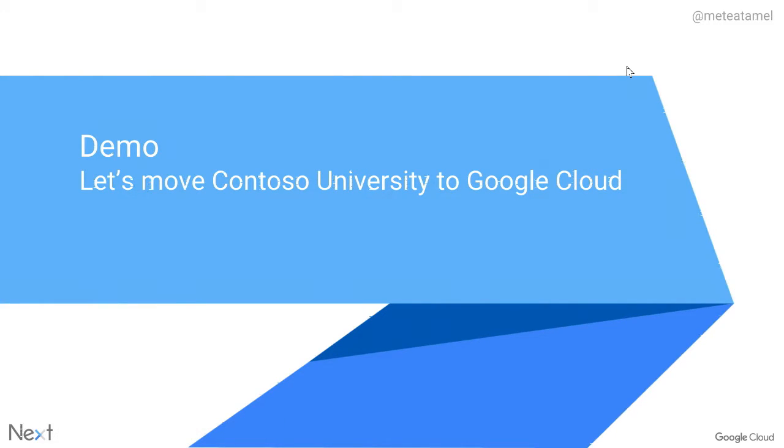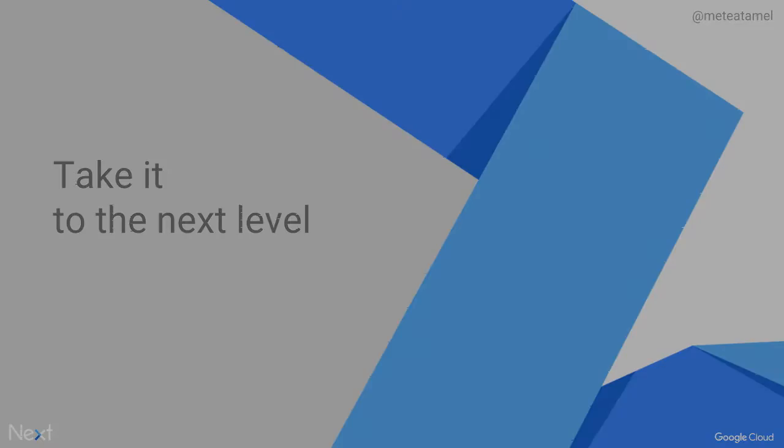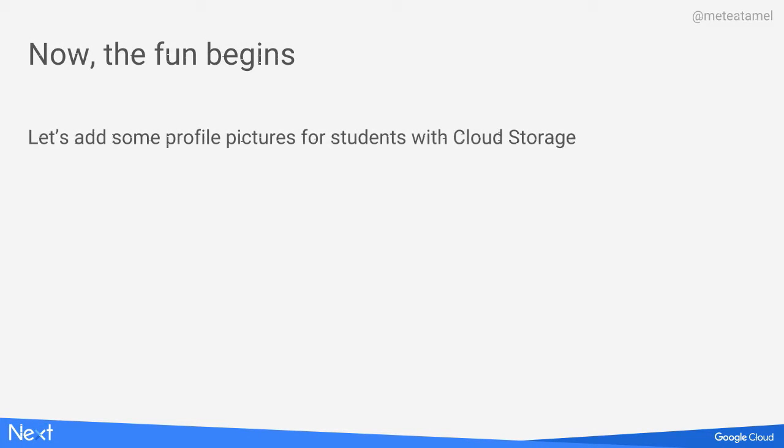So we moved our application to Google Cloud. Now I want to take it to the next level. First, the students don't have any pictures, right? So I want to add some profile pictures for students. But you need a space to save them. So I'm going to use Google Cloud Storage, create a bucket there, and save the pictures there.